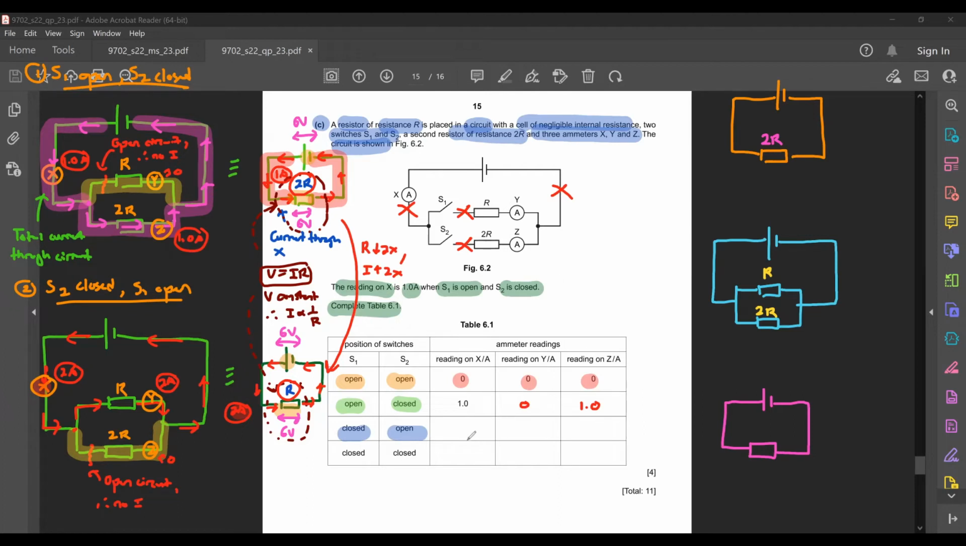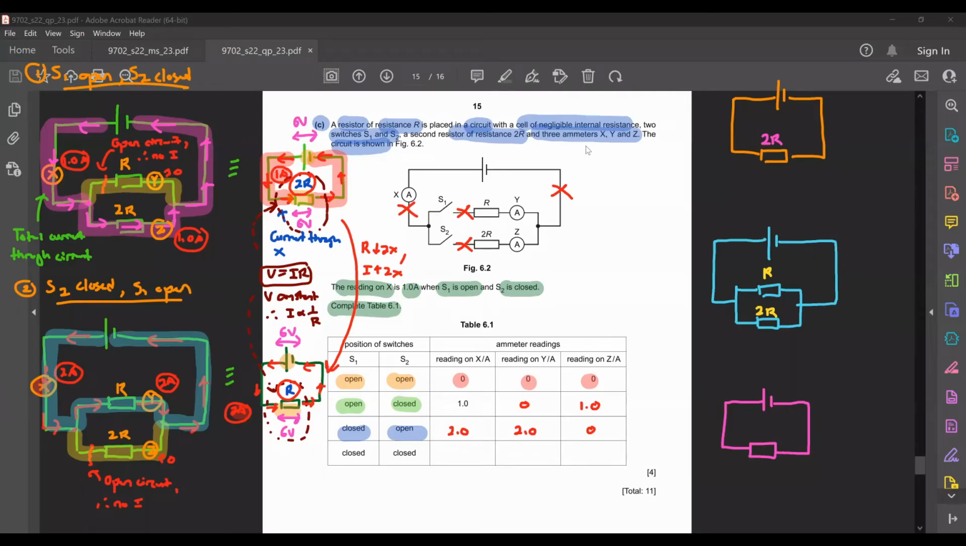So right now we're going to get a reading on X as 2.0, the reading on Y is 2.0, and the reading on Z is going to be 0. Just to illustrate again how current is flowing through your second circuit, it just flows like this. So that's for this part.